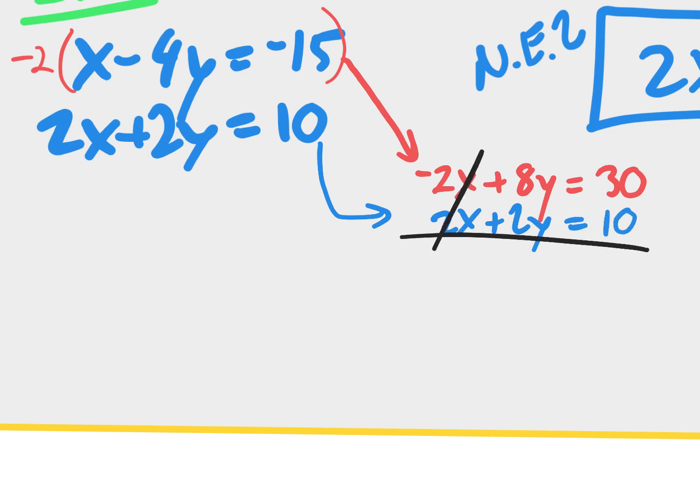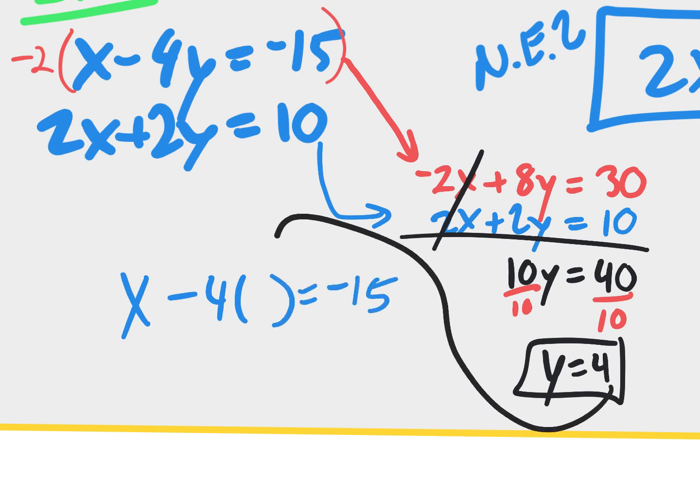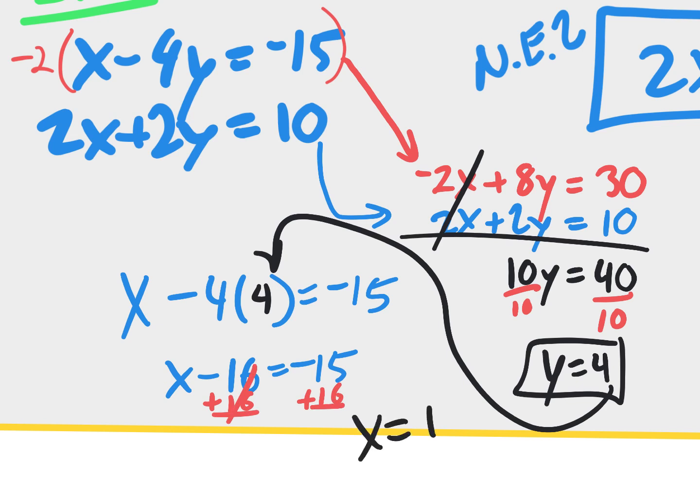Combine the lines, eliminate those x's. 10y equals 40. Divide both sides by 10. y equals 4. We have the y value of our 2x2 system that we created. Let's plug it back in. I want to plug it into the top equation. The top equation of the 2x2 reads x minus 4y equals negative 15. Of course, I'm plugging in that 4 right there, the y value of 4. So I really have x minus 16 equals negative 15. Simply add 16 to both sides, giving you x equals 1.